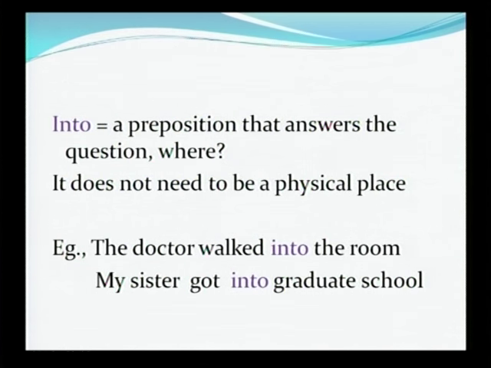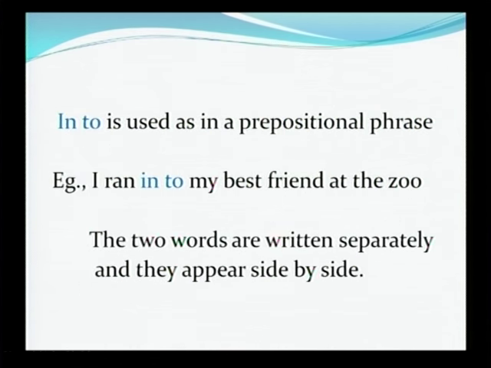So, when you want to show the place to where he goes, you have to write it as into. The word should be joined. My sister got into graduate school, meaning college. In America they say graduate school, in India we say college. Now, "in to", with the words separated, is used in a prepositional phrase. For example, I ran into my best friend at the zoo. The two words are written separately and they appear side by side.